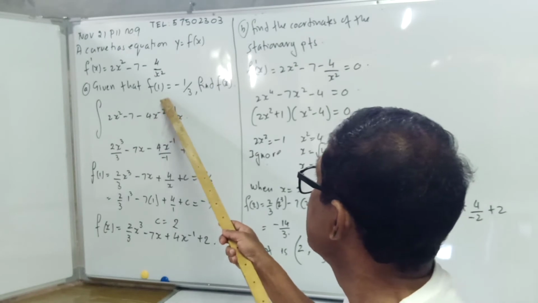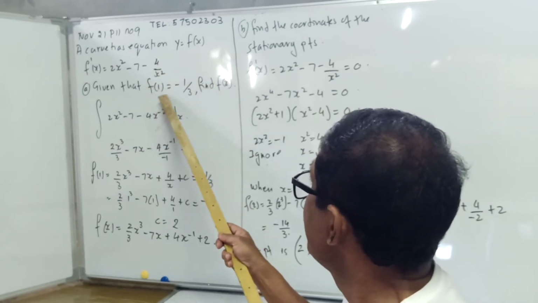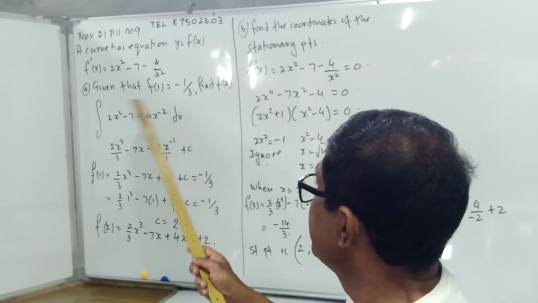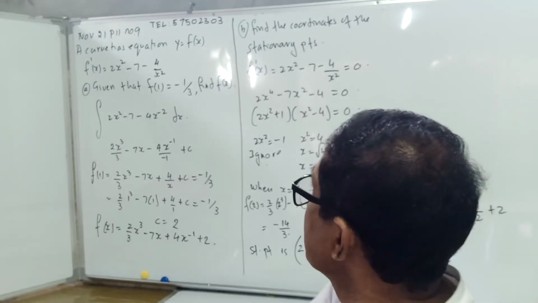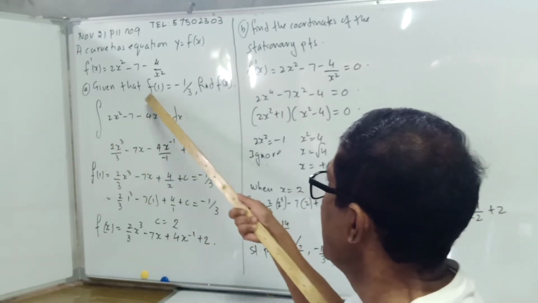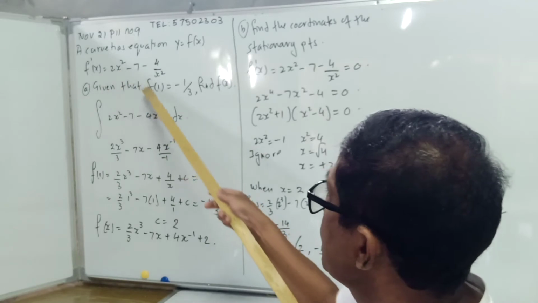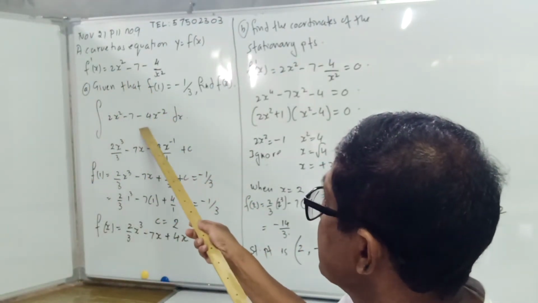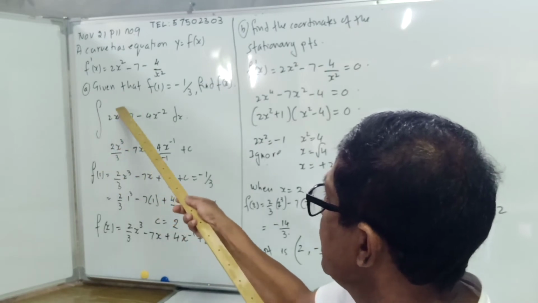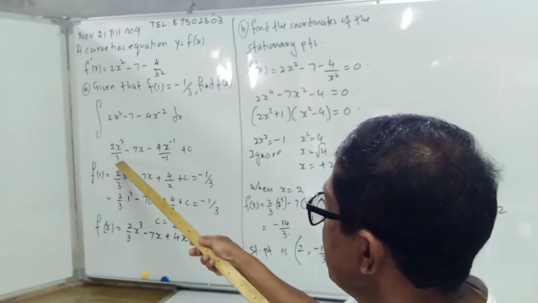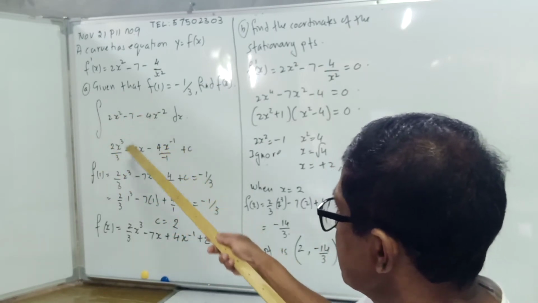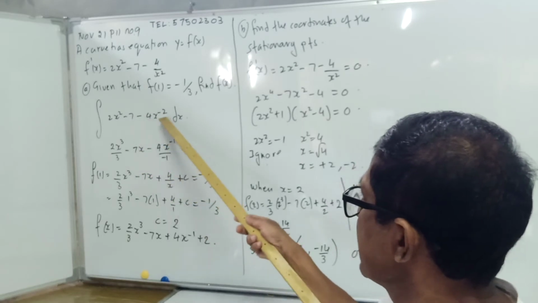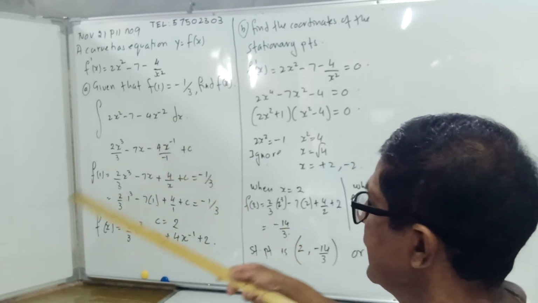You're given that f of 1 is negative 1 upon 3. So what about negative 1 upon 3? So f of 1, you don't put 1 in this equation. You have to integrate it first. When we integrate, we add 1, we divide by 3. We put x with this, and here we add 1, then we divide by the power.